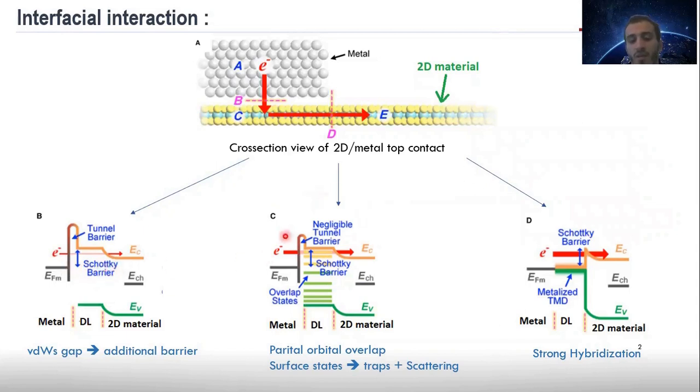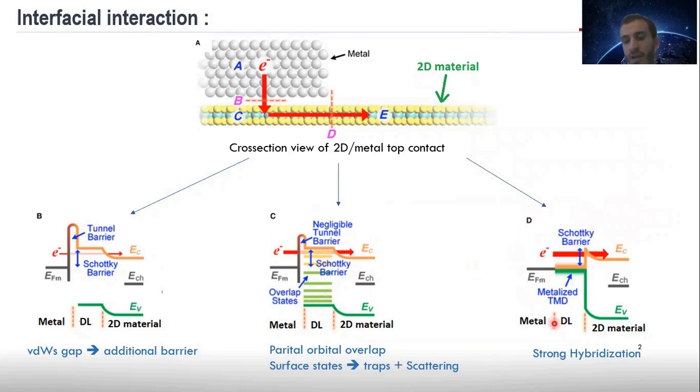The second scenario is that you have a partial overlap between the metal and the 2D material, with surface states. These surface states are traps for the electrons, and at the same time, if they are full, they can reduce the kinetic energy of the electrons by scattering.